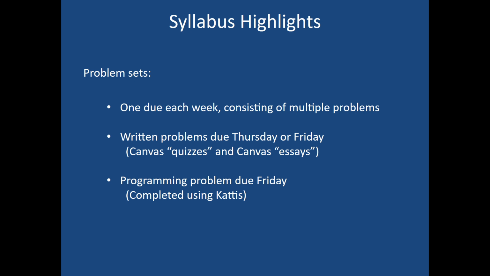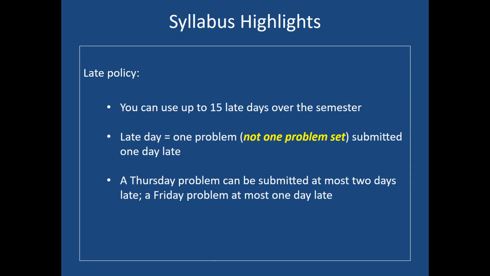Anyway, weekly problem sets. I have a late policy. Right now you each have 15 late days to use. You use a late day when you submit a problem, not a problem set, but a problem. A problem set might consist of 5 or 6 problems. So if you submit a problem a day late, then you've used one of your late days. You can use your late days until Saturday, basically. So if the thing was due on Thursday, you can use up to 2 late days and hand it in on Saturday if you want. If it was due on Friday, you just have 1 late day to use.